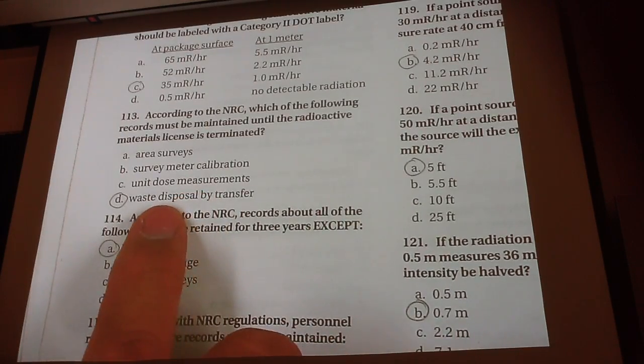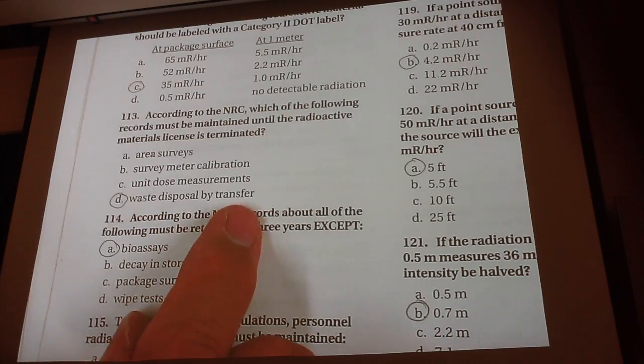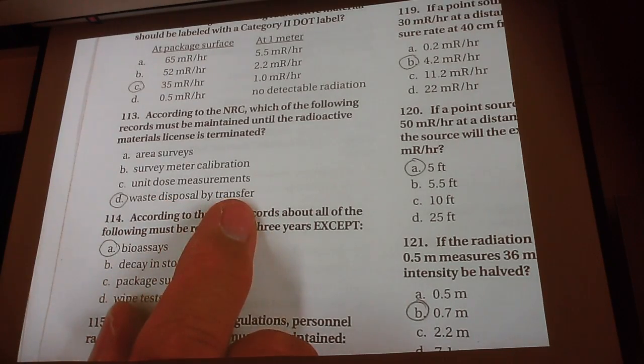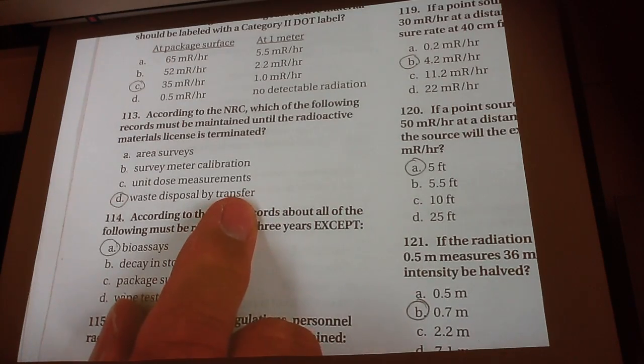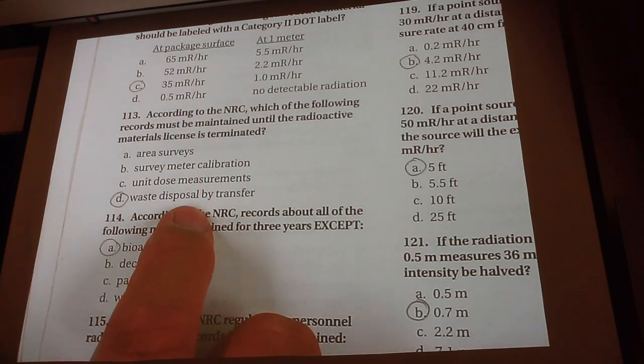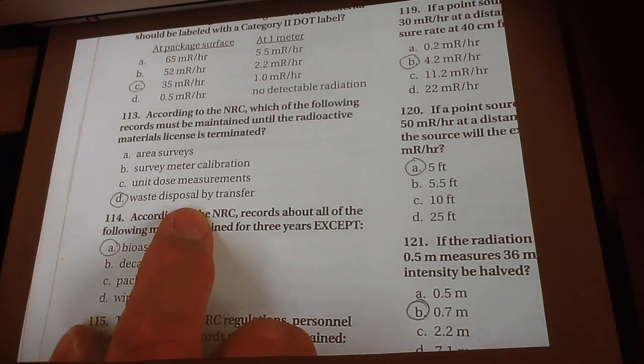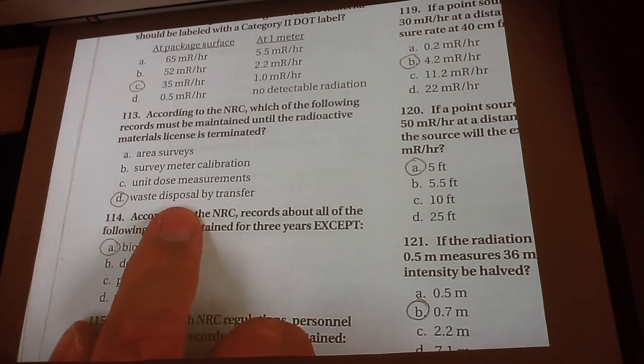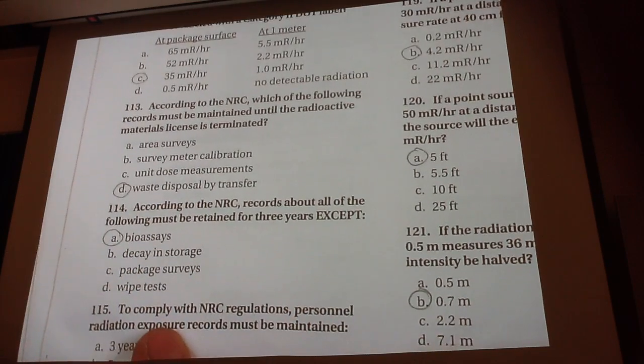Okay. Waste disposal wipe. So anything you send back to your radio pharmacy. What about your radiation monitoring records, your dose records? Until your license is terminated. Yeah, until the hospital collapses, or, you know, I'm sure 100 years from now they'll still have your records somewhere, until that radioactive material license is no longer there anymore.